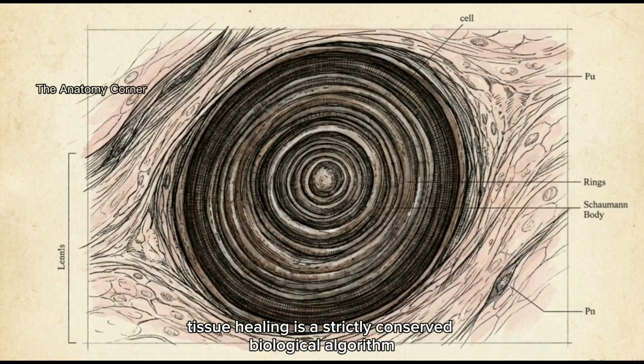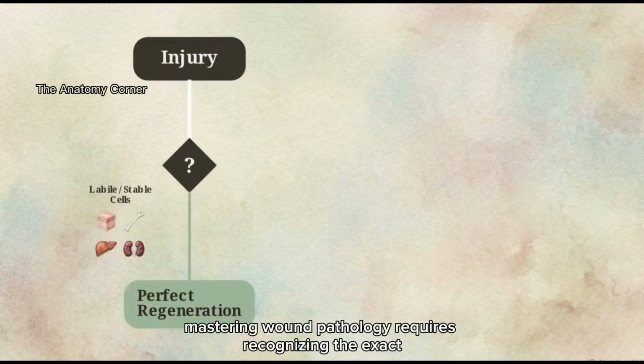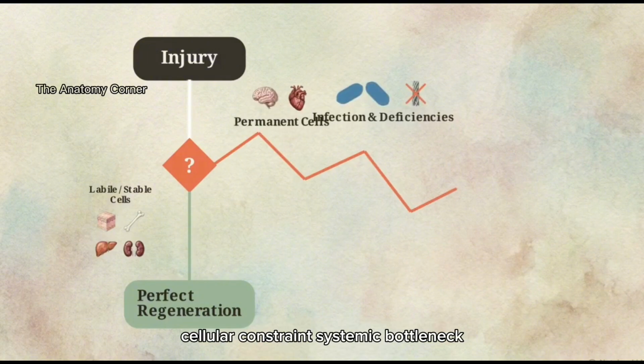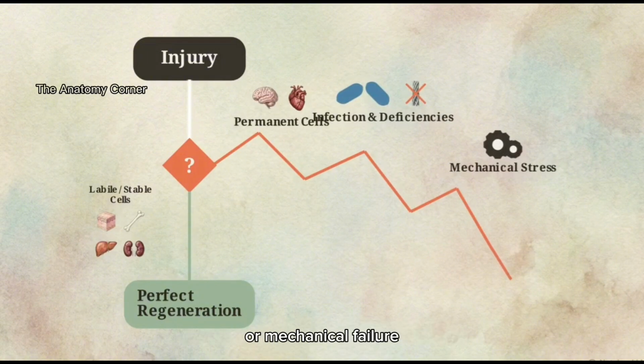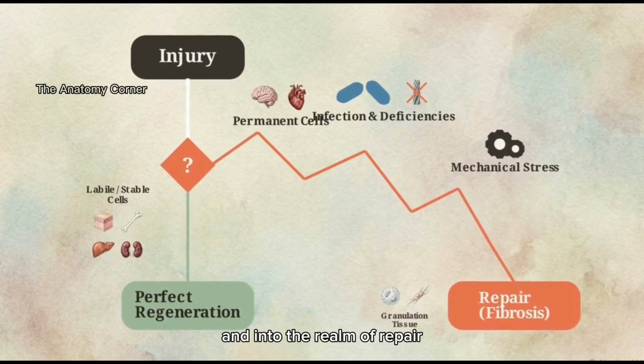Tissue healing is a strictly conserved biological algorithm. Mastering wound pathology requires recognizing the exact cellular constraint, systemic bottleneck, or mechanical failure that forces the body off the path of perfect regeneration and into the realm of repair.